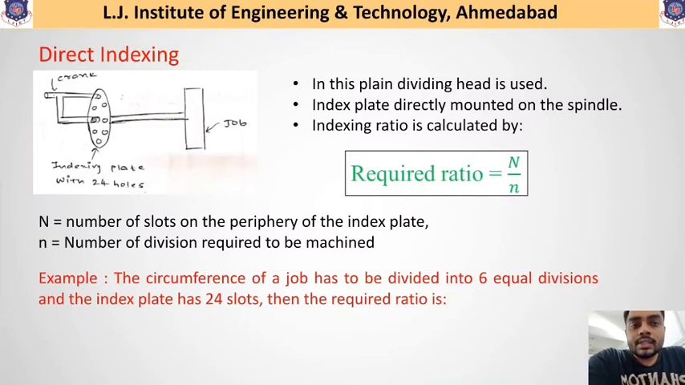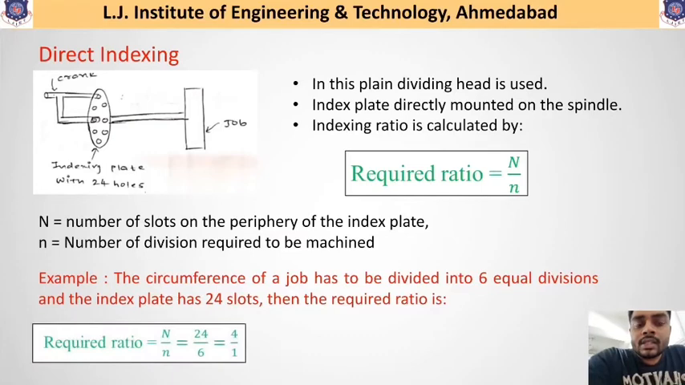Putting these values in the above equation, you get the required ratio equal to 24 divided by 6, which gives 4 divided by 1. What is the interpretation of this result? To generate one division on the workpiece, the crank needs to be rotated through the index plate by 4 holes.